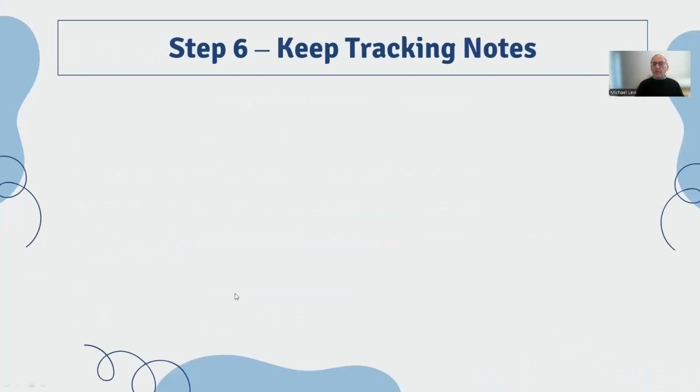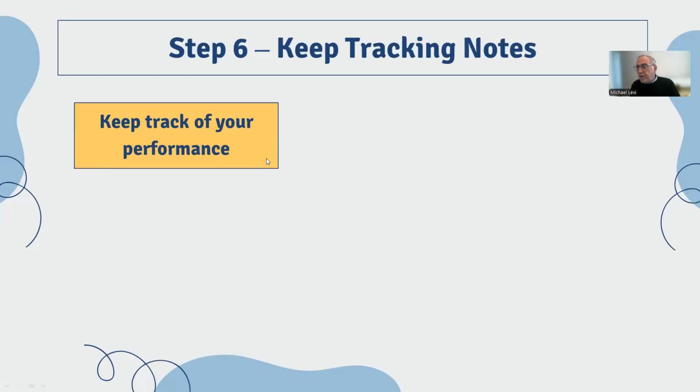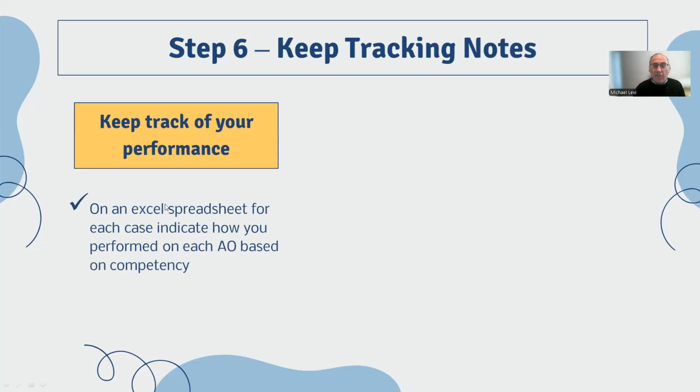The last thing I want to talk about is keeping tracking notes. Very, very important to have tracking notes for two reasons. Number one, it's a great idea to keep track of your performance, because at the end of the day, what I would do is I would have an Excel spreadsheet. And in my Excel spreadsheet, what I would do is the following. For every case, I would indicate how did I do in each of the AOs based on competency. So I basically have at the top, on the x-axis, assurance, financial reporting, finance, etc.